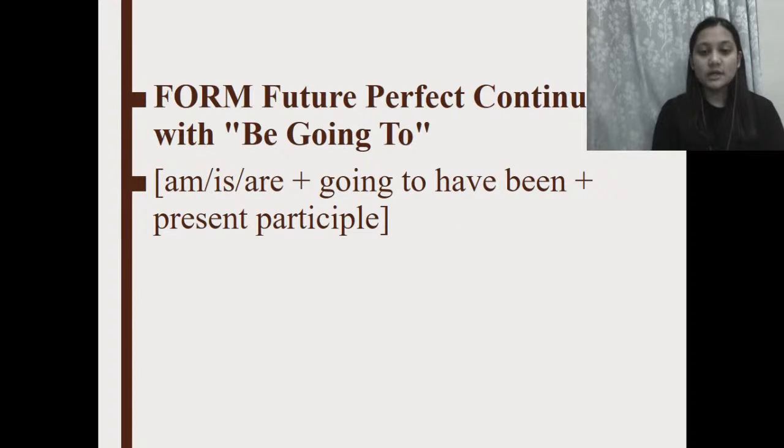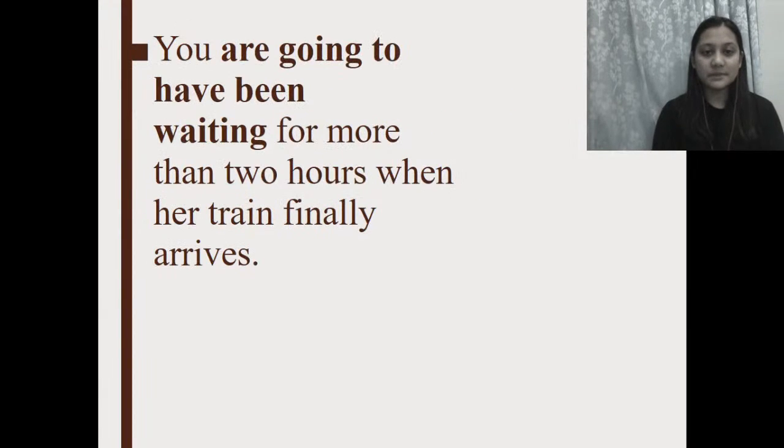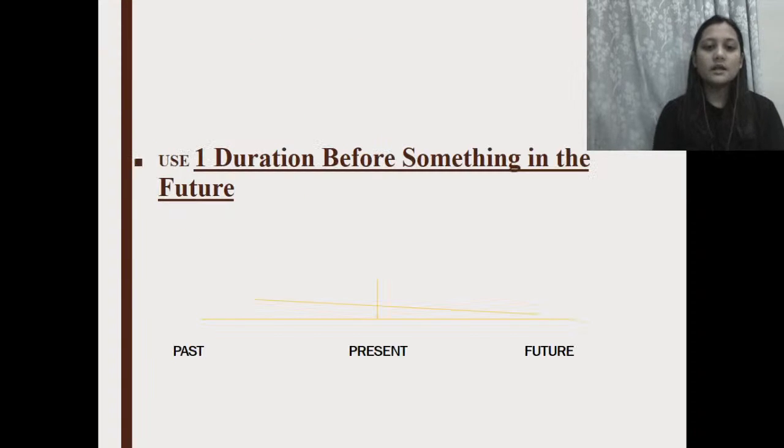With going to. So it is going to be is-am-are plus going to have been plus present participle. You are going to have been waiting for more than 2 hours when her train finally arrives, right? Now, duration before something in the future. So when you're talking about duration before something in the future.